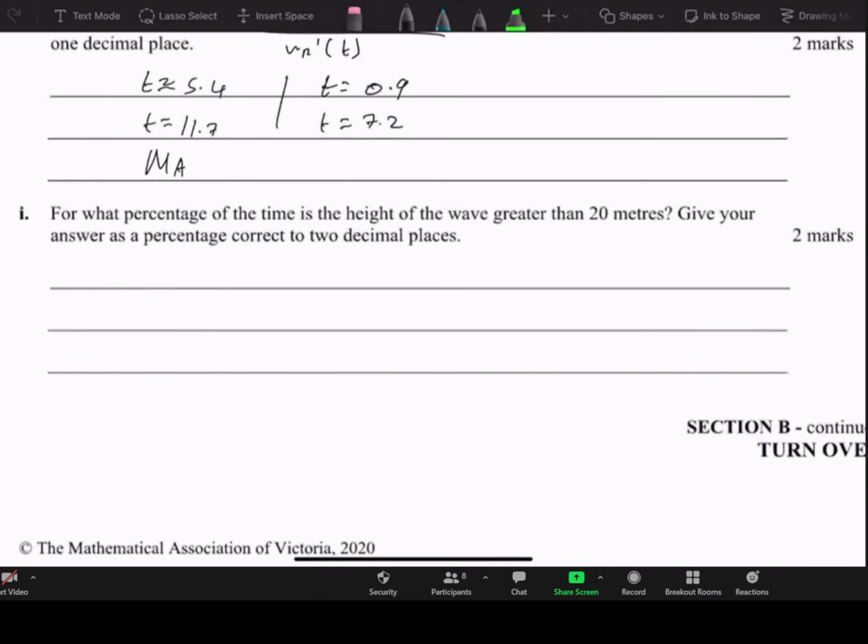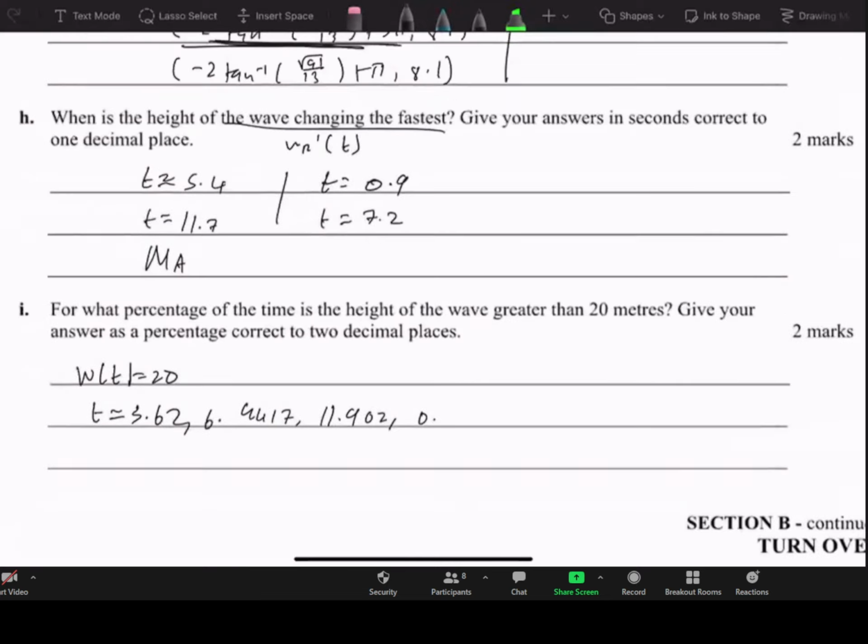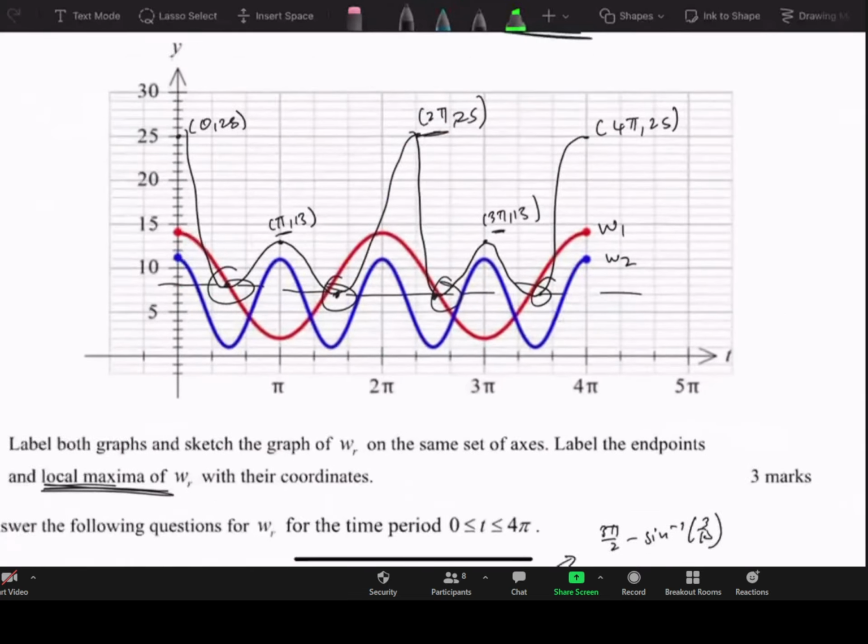So for what percentage of time is the wave greater than 20 meters? For this one, you would just solve W(t) = 20. So you find the times when that happens. I got 5.62, 6.9417, 11.907, and 0.0585. So just find the times when it is.